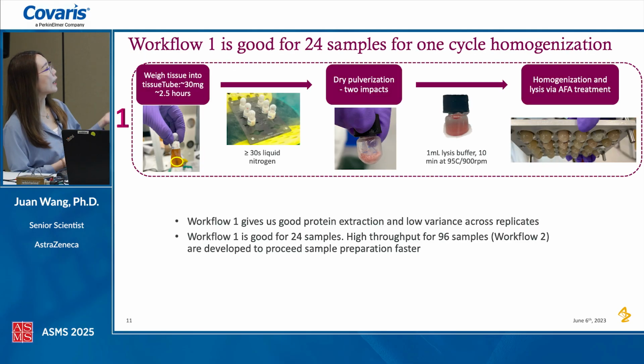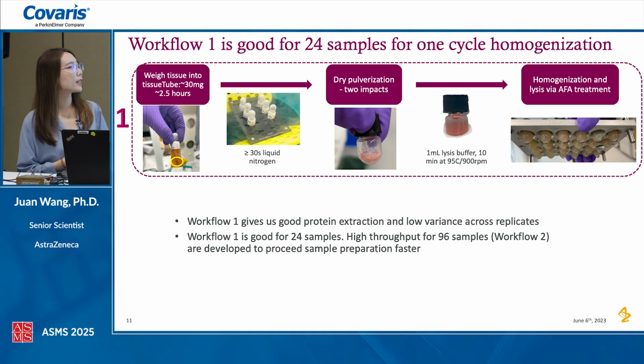And then I summarize this workflow 1. It is very good. It gave us really good protein extraction and also low variance across the replicates. This workflow is very good for 24 samples for 1 cycle of homogenization. So if you have a small sample size, it's very good to use this workflow, which gives you really precise data quality. And if you have a lot of samples, like more than 96 samples, we also have another workflow we developed that can help you proceed with sample preparation much faster.